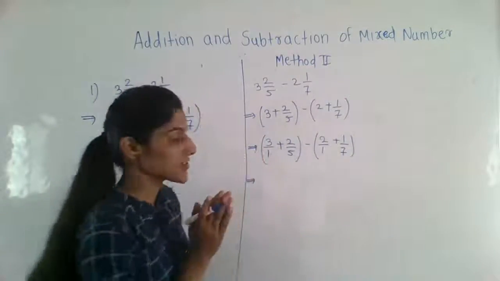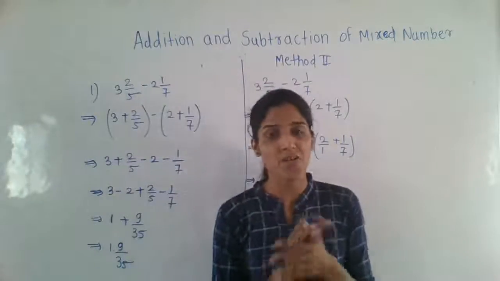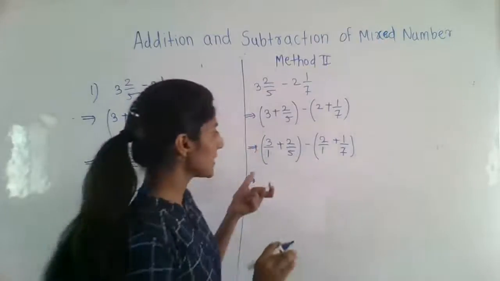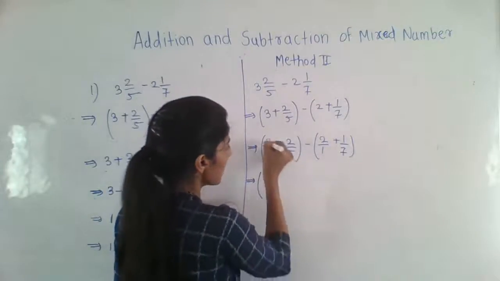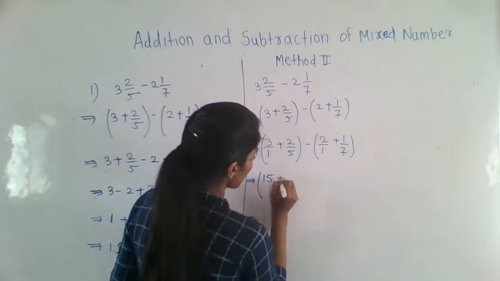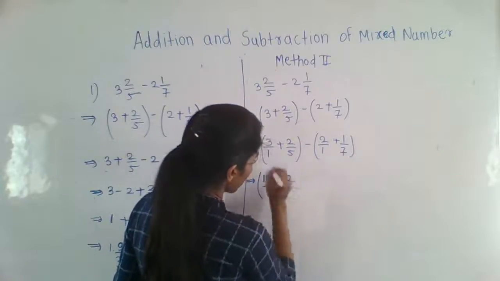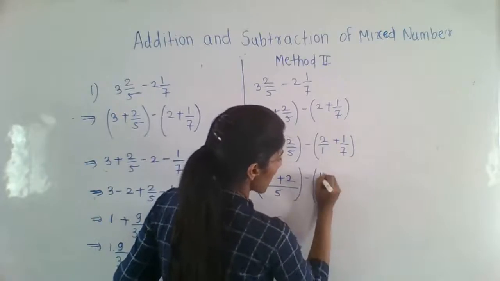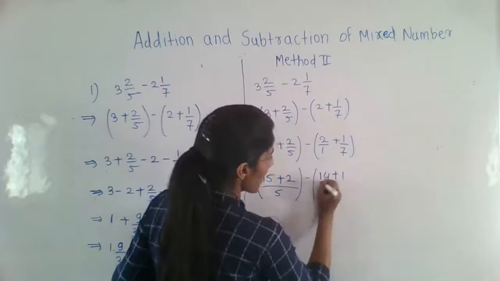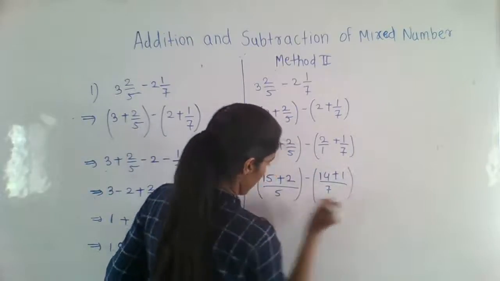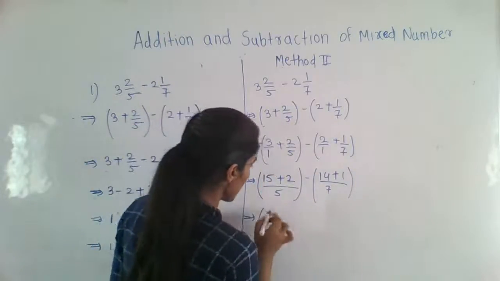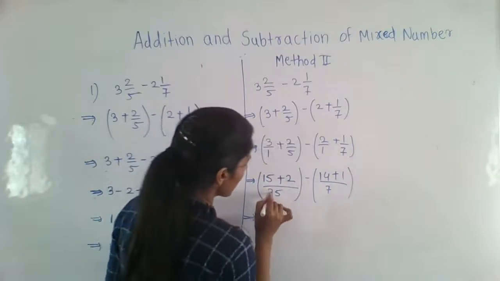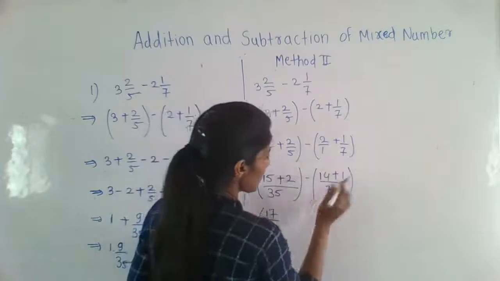You have to add these numbers, and we know that addition of fractions is done by cross multiplying or by making the denominator equal. Here we will use cross multiplication: 5 3s are 15 plus 2 1s are 2, and 5 1s are 5, minus 2 1s are 2, 7 2s are 14, plus 1 1s are 1, and 7 1s are 7. Here the multiplication of denominators, 7 1s are 7.